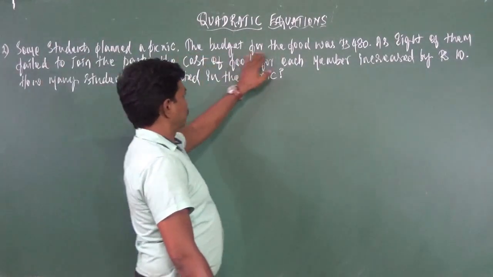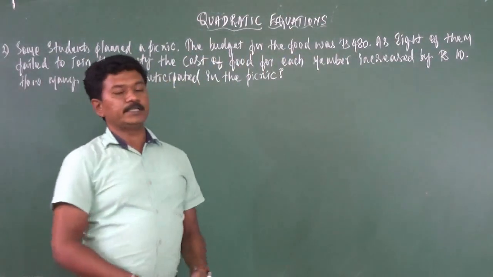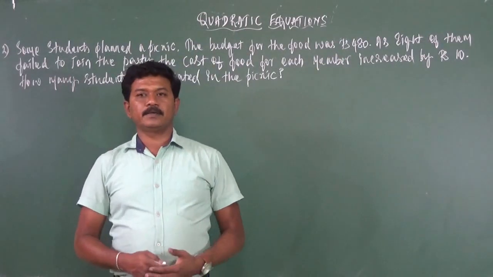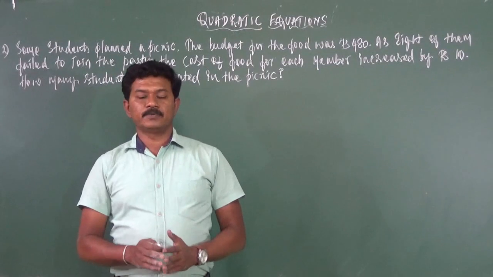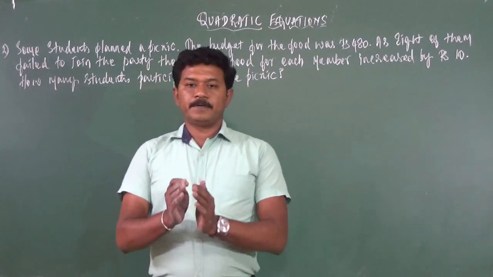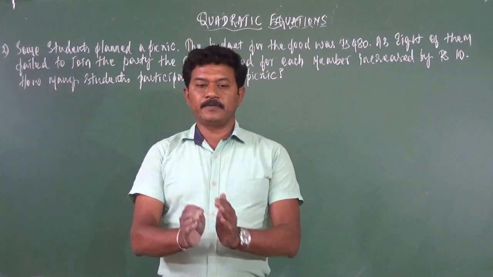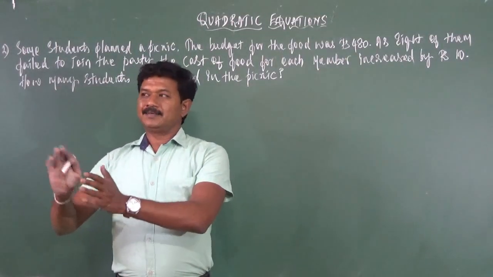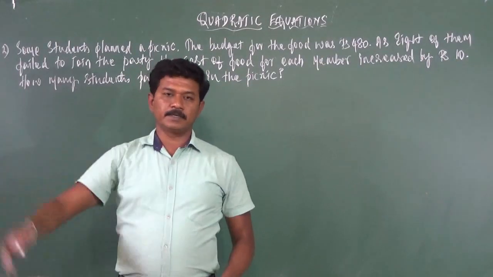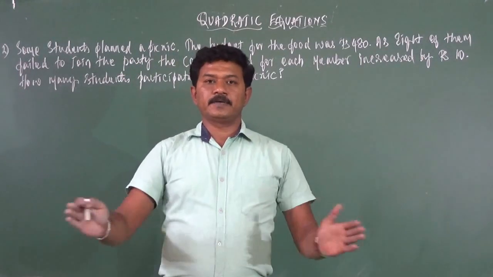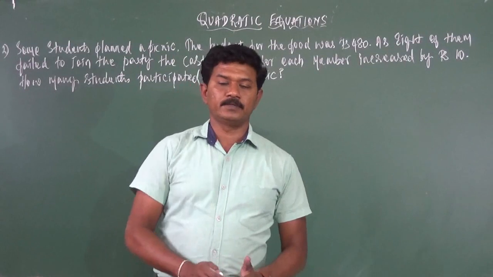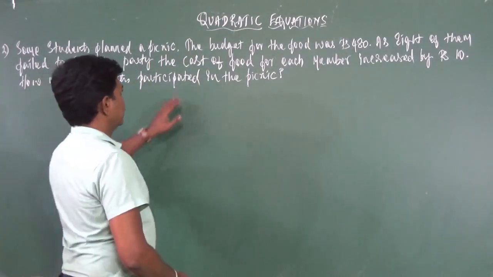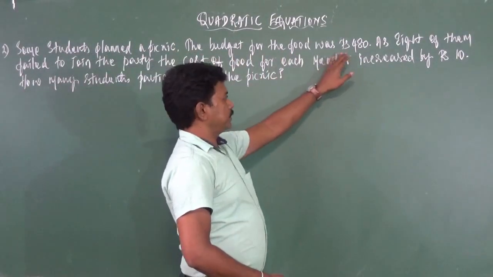The budget for the food was rupees 480. Before we start for any tour or picnic, we put up the budget first. What is the amount to be spent for food? What is the amount to be spent for transportation? What is the amount to be spent for whatever tickets we are going to buy in that particular place? These are the different types of budgets we plan before going for a tour. Like that, the budget for the food was rupees 480.